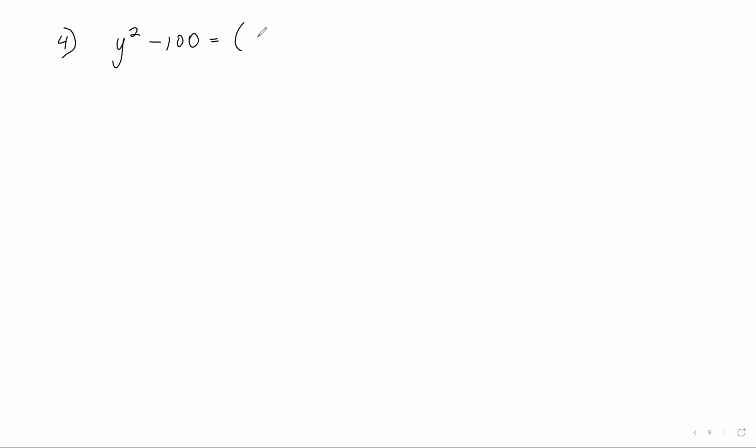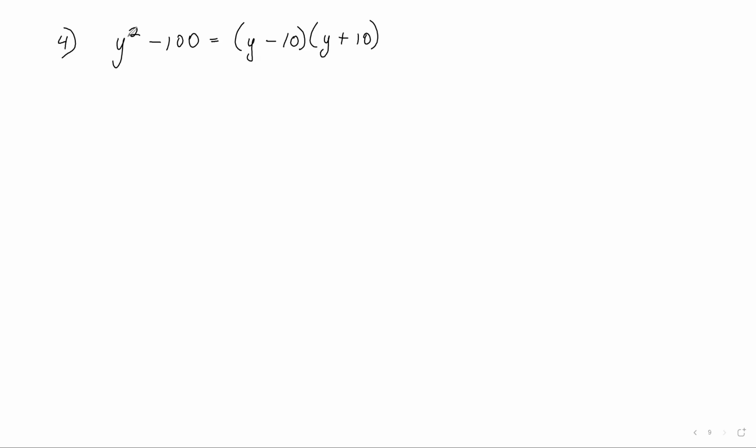I think y would be y take away 10, close bracket, and then you put the same thing over again, and then you put plus 10. That's right. So it'll be y minus 10 by y plus 10. It doesn't matter if you write the plus 10 here or the minus 10 here. All that matters is that you use the square root of each number and you interchange the sign.